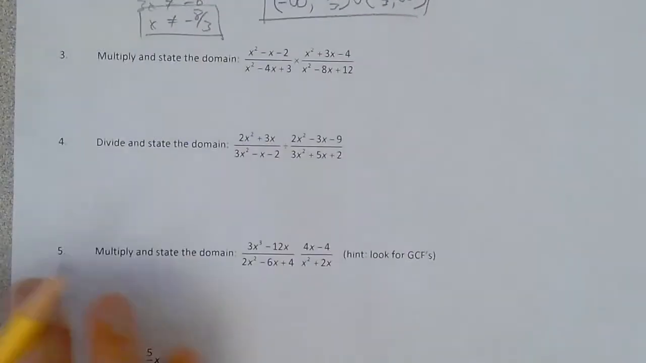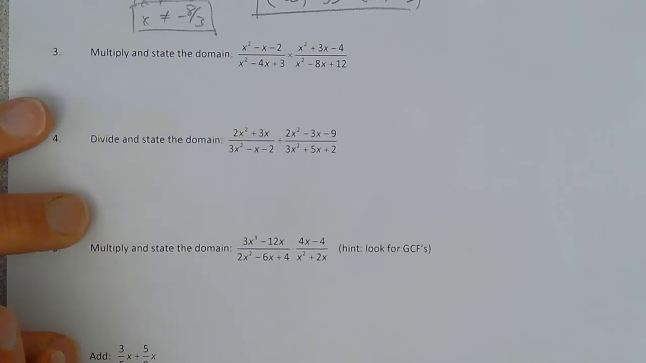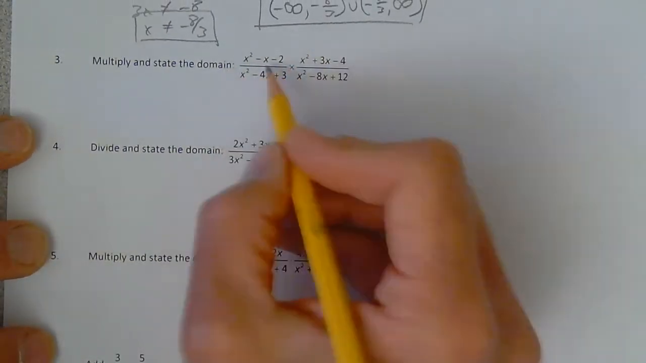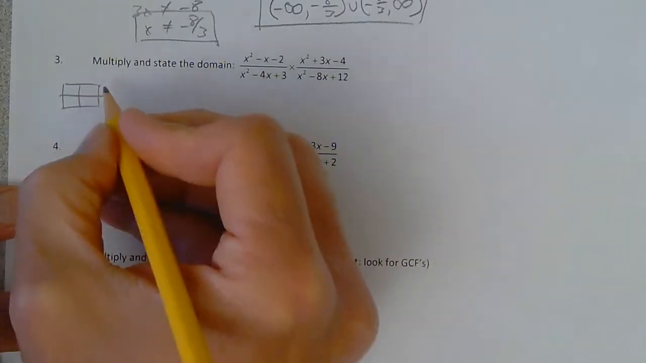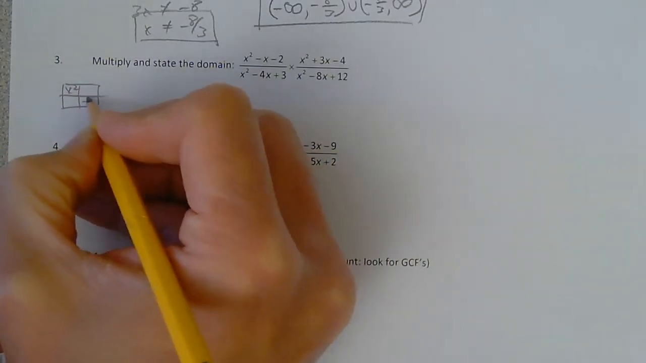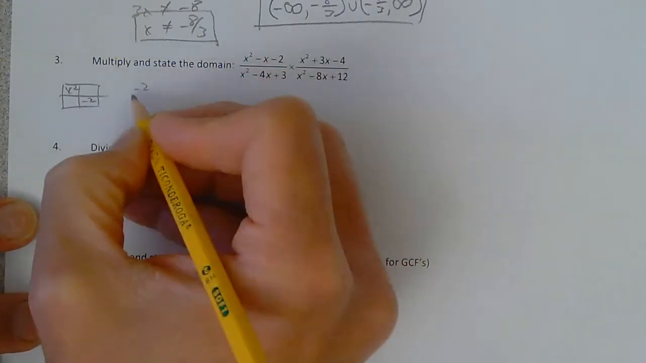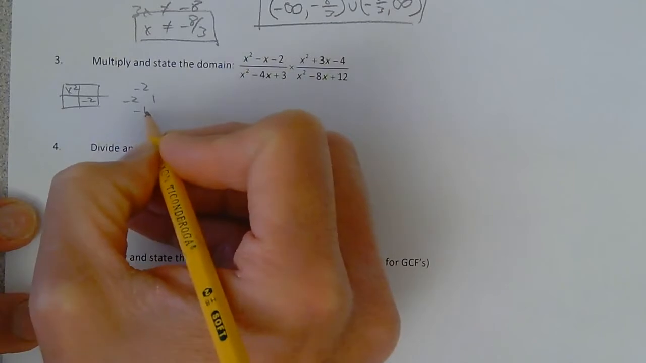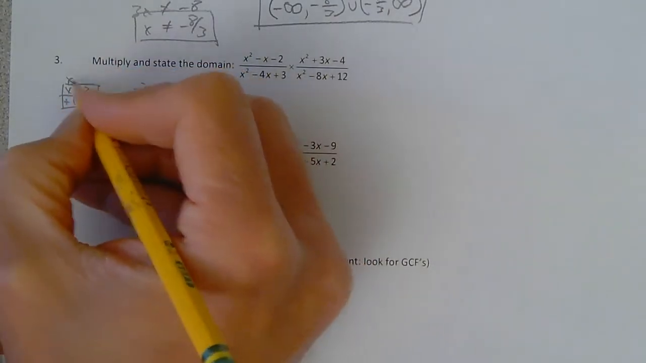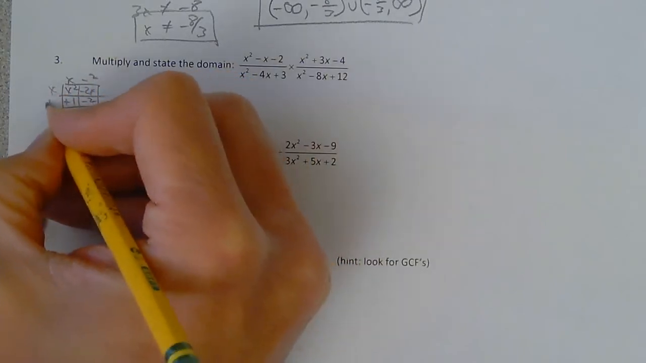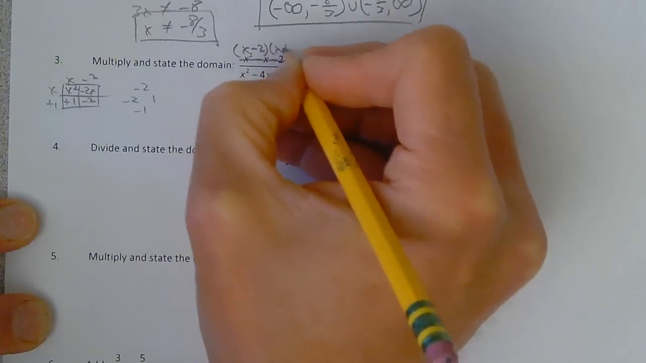All right, multiply and state the domain of this. Well, the first thing I'm going to do if I'm multiplying here is try to simplify, if I can, which means factoring all of these things. So let's try to factor the x squared and a minus 2 there. Those are going to multiply together to give me a negative 2 and have to add to give me a negative 1. So a negative 2 and a positive 1 would do that, minus 2x and plus x. So that gives me an x minus 2 and an x plus 1.